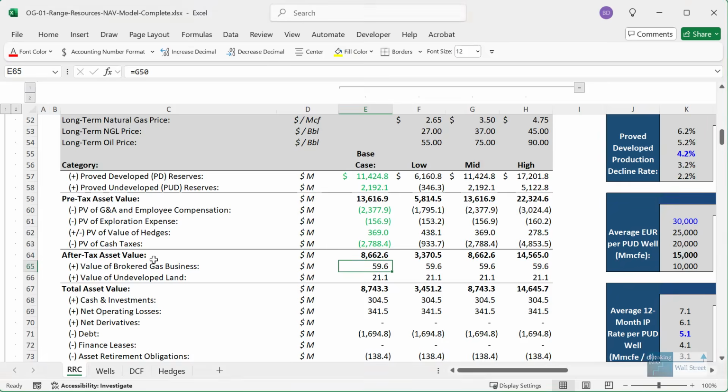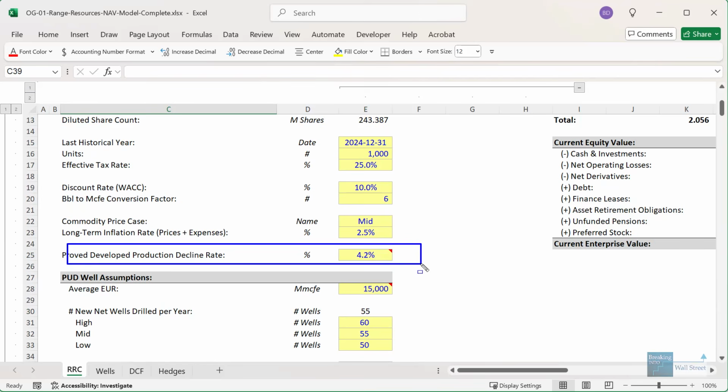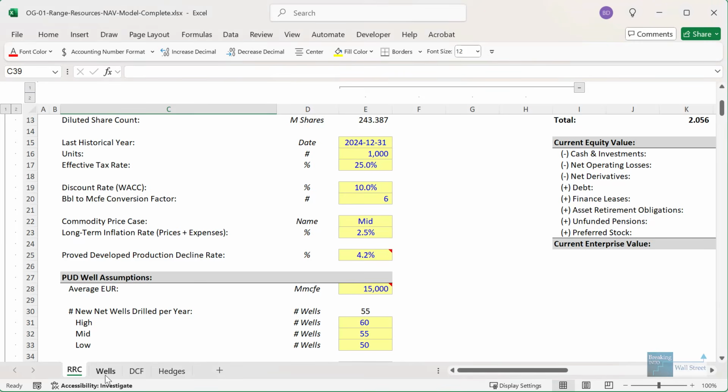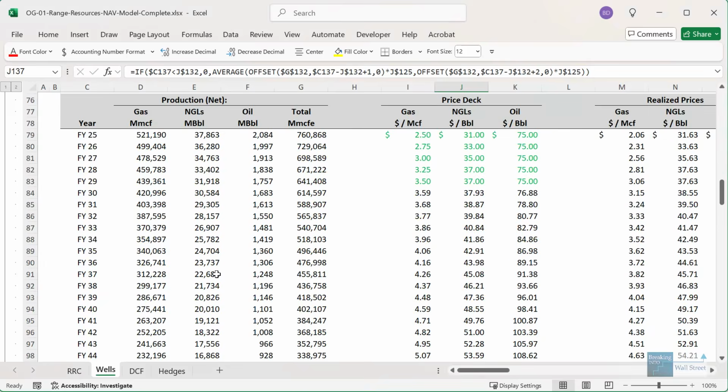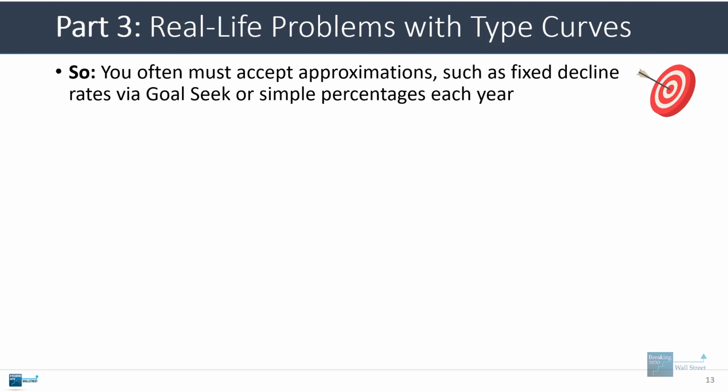So for example, in this model, we have a decline rate for these existing wells of between 4 and 5%, which we just found via a goal-seek function in Excel. It sounds very simple and arguably even stupid, but the company just doesn't really give enough information to go too far beyond that. There are probably some smarter ways to do this. For example, we could have a percentage in each year that declines over time and then multiply by some type of constant, but you often have to make these very simple approximations due to the lack of information.